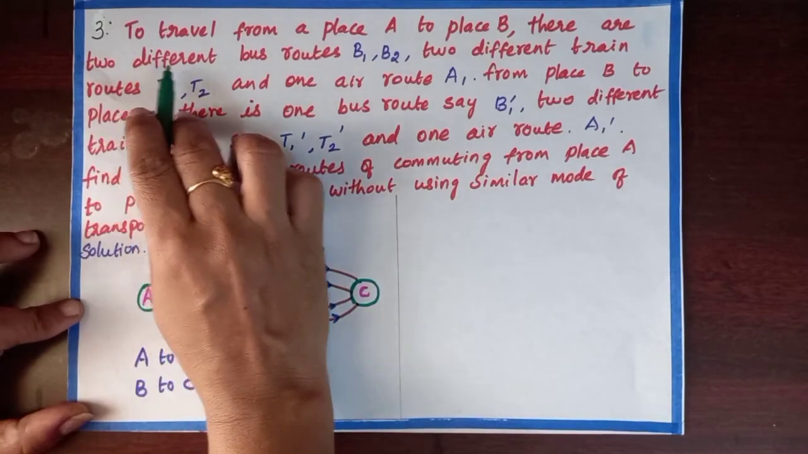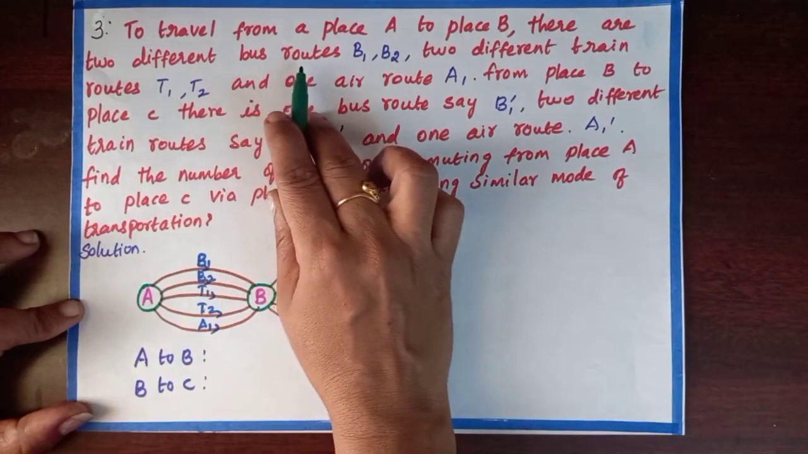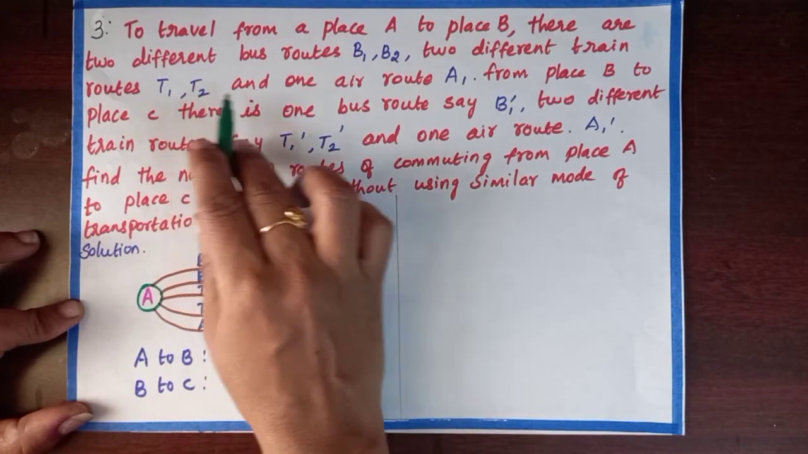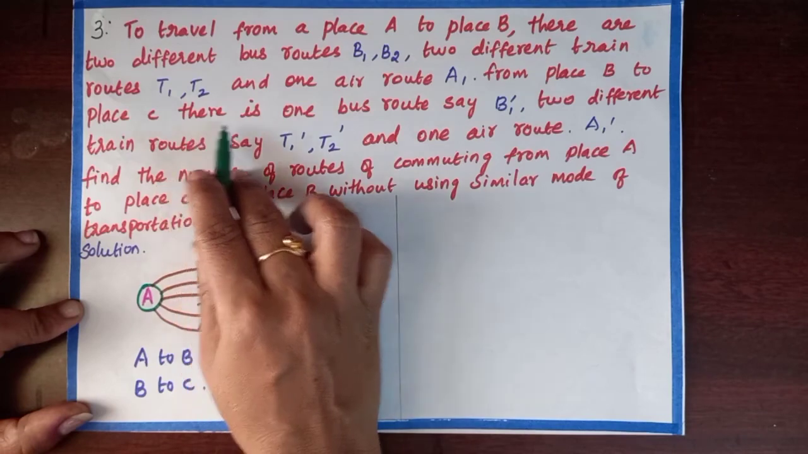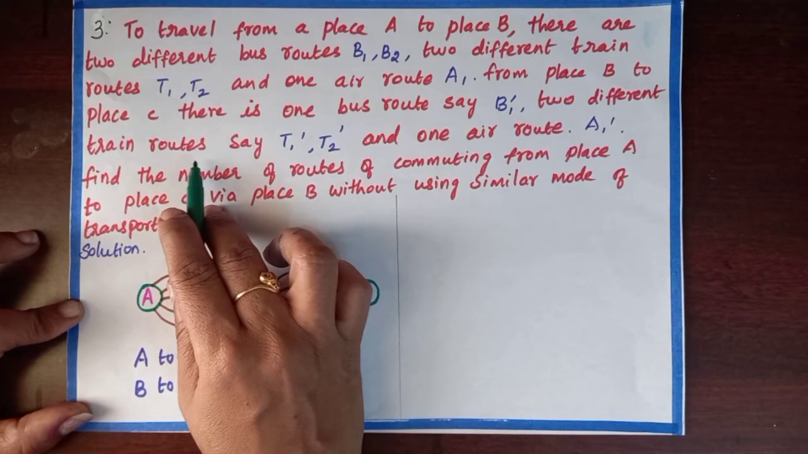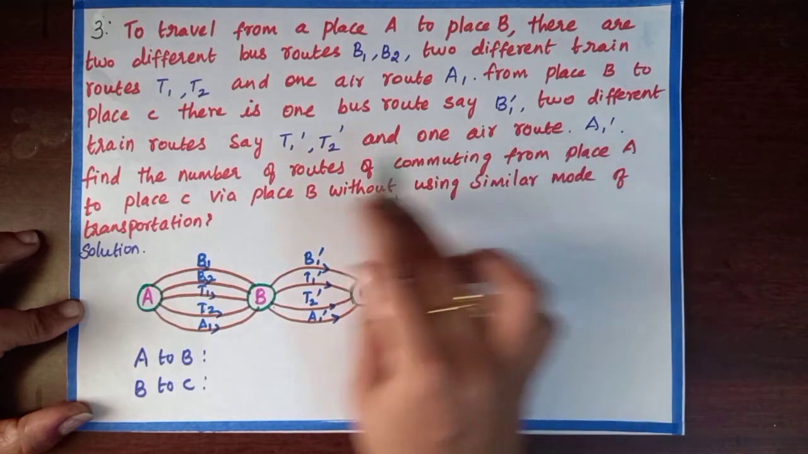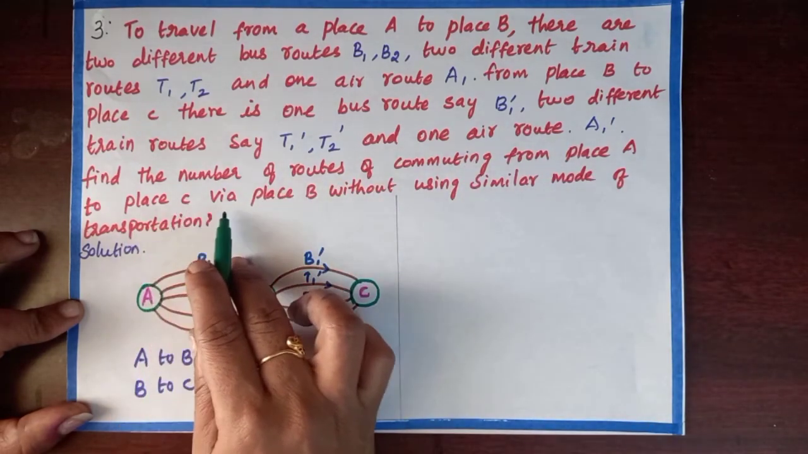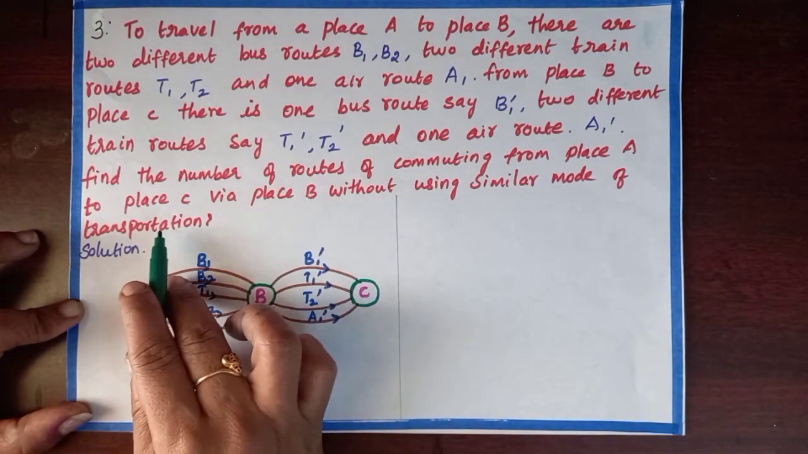Question number 3. To travel from a place A to place B, there are two different bus routes B1, B2, two different train routes T1, T2 and one air route A1. From place B to place C, there is one bus route, say B1 dash, two different train routes, say T1 dash, T2 dash, and one air route A1 dash. Find the number of routes of commuting from place A to place C via place B without using the same mode of transportation.